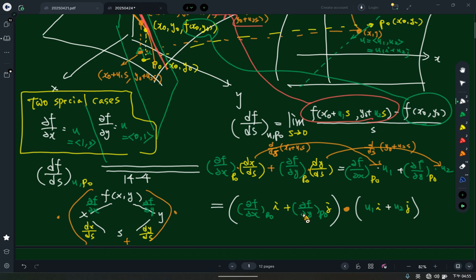So you can see this is the u vector. Then here we just define this as a very special vector. We call it gradient f at p0. Then dot together.